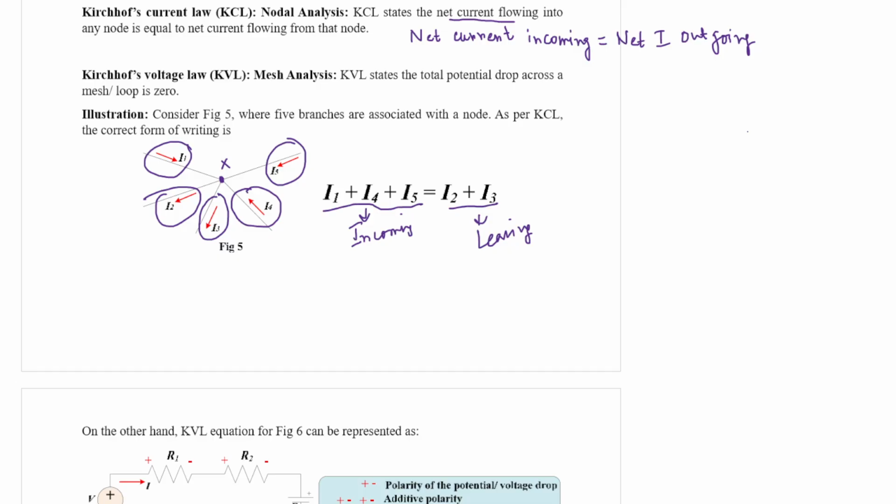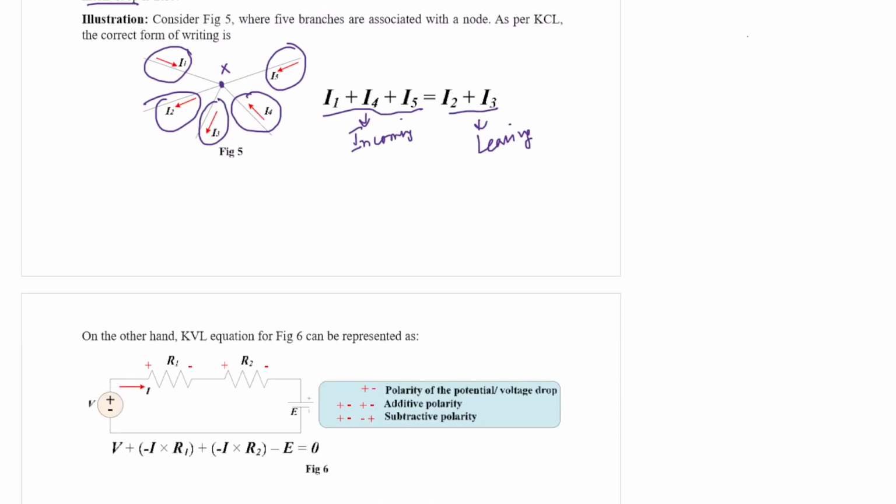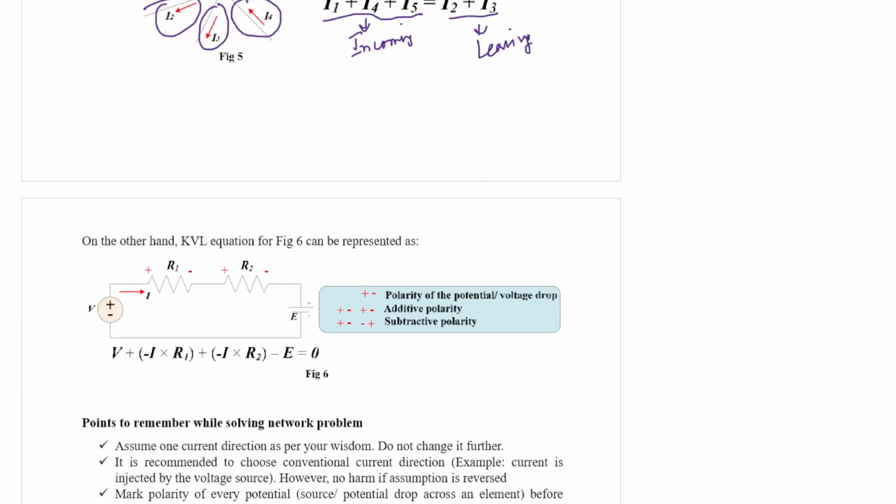We shall solve different problems using this KCL nodal analysis later on. Let us first discuss what is KVL. Now KVL states that total potential drop across a mesh or loop, whatever it may be, is 0. That means if you consider a mesh or loop, total potential drop across the mesh or loop is 0. So if you consider figure 6, let us understand the statement of this law.